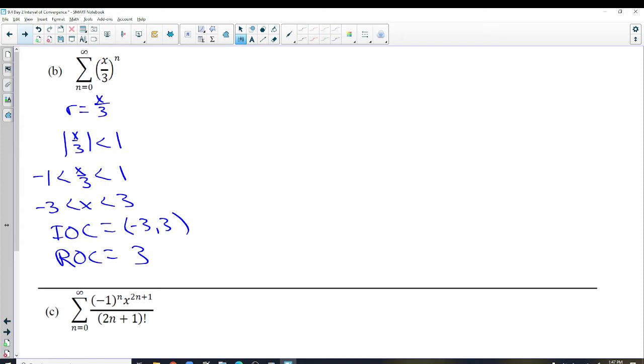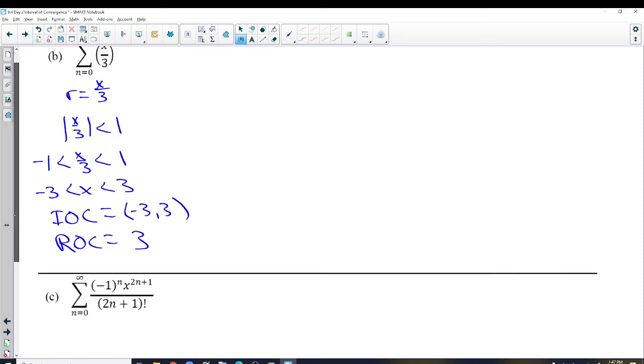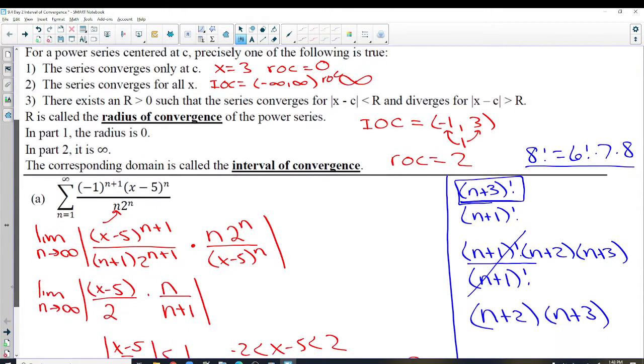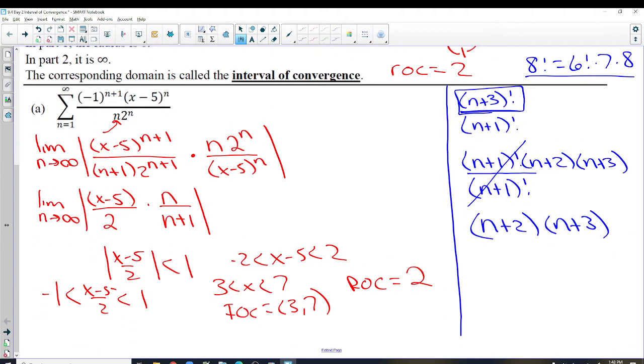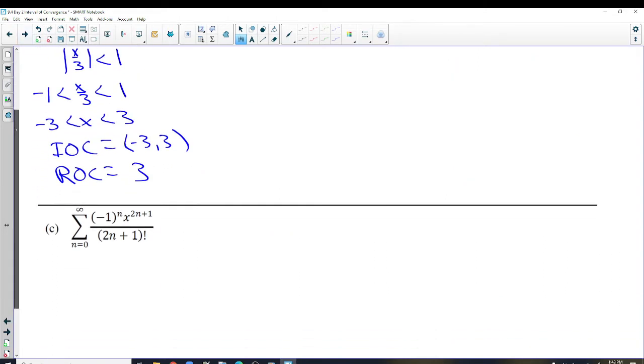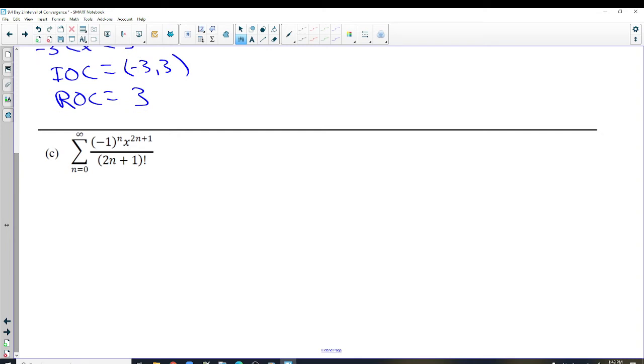So don't throw away everything we've learned just because the last thing we did was ratio test. That's geometric, and there's probably a little less writing on geometric. All right, so what do we got? Other than geometric, the first example we had was a nice interval with a nice radius. Let's look at this example here.